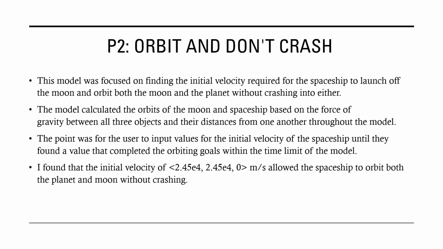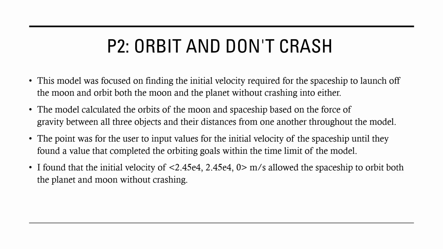Part 2, Orbit and Don't Crash. This model was focused on finding the initial velocity required for the spaceship to launch off the moon and orbit both the moon and the planet without crashing into either. The model calculated the orbits of the moon and spaceship based on the force of gravity between all three objects and their distances from one another throughout the model.